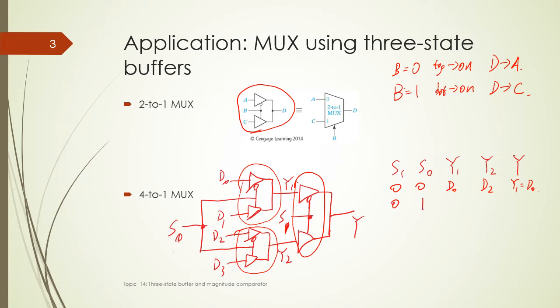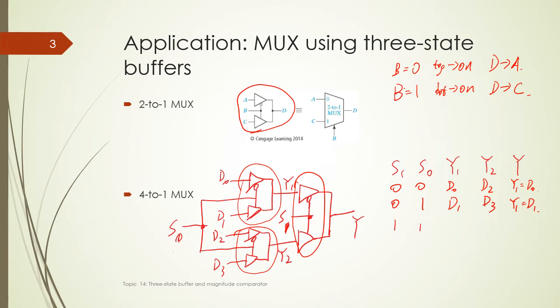If S1, S0 equal to 0, 1, so now this is 1 now. 1 means the bottom buffer will be on. So Y1 will equal to D1 in this case. Y2 equal to D3 in this case. But S1 is still 0, so only Y1 is passed through. So Y1 equal to D1 here.